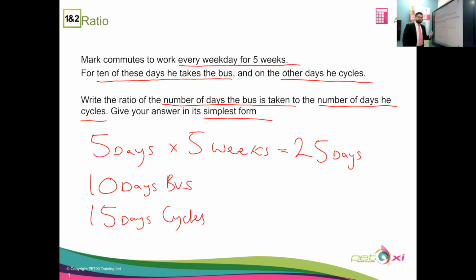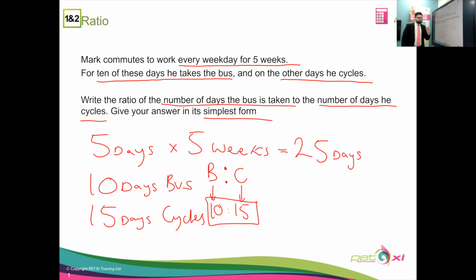So we now know how many days he takes the bus, which is 10, and how many days he cycles, which is 15. But we now want to write this as a ratio. Now, whenever writing a ratio, we will have two numbers either side of a colon. So the colon separates those two numbers. Now, to start this off, I'm going to put a colon in between B for bus and C for cycle. Okay, so now underneath the B and the C, we can write down our days. So 10 colon and then 15 for cycle. This gives us our ratio.